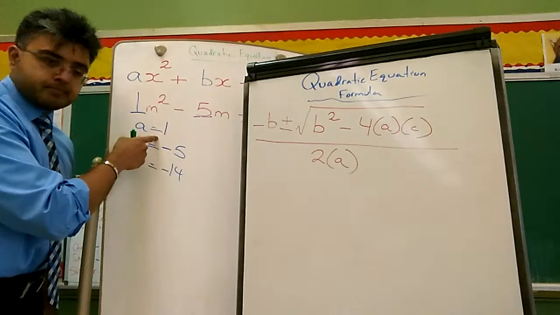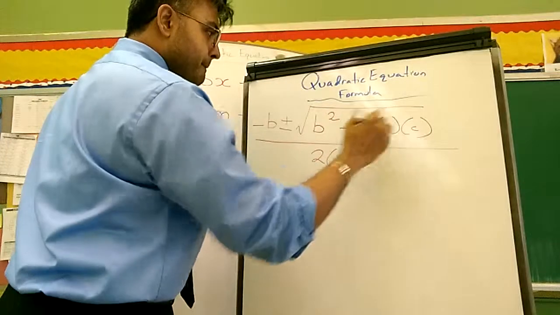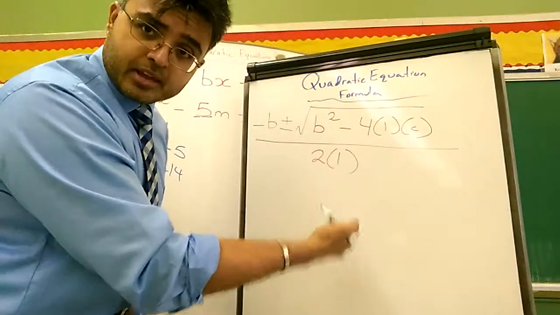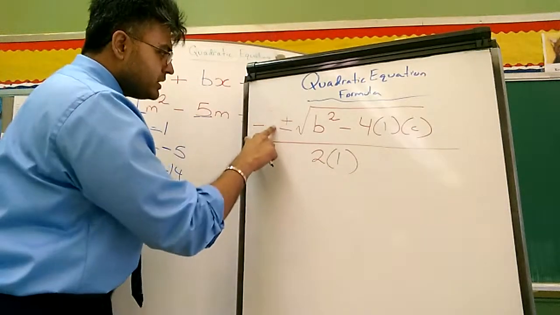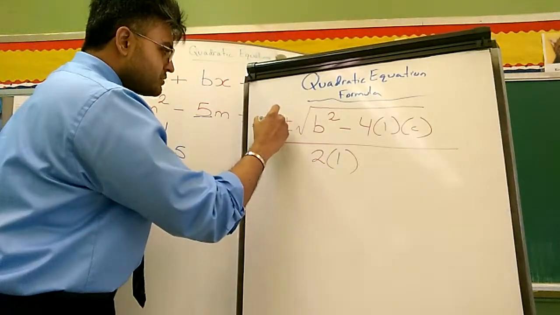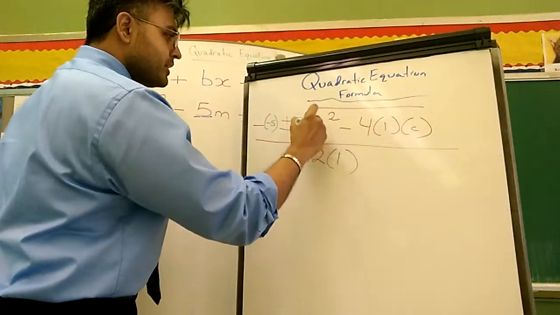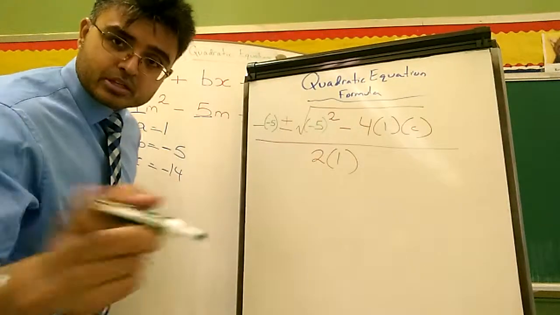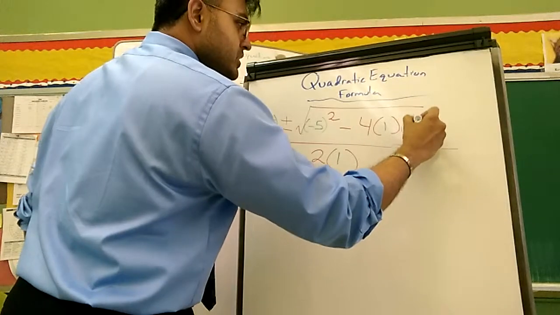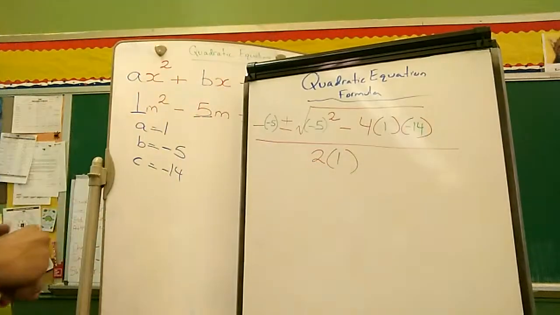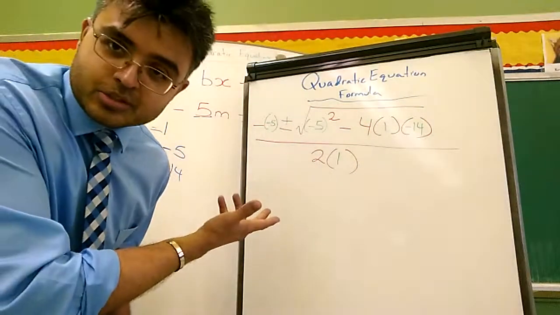A equals 1. So I'm going to find my A here, and I'm going to plug it in. Next thing, B equals minus 5. So this is my B here. I'm going to turn this into a minus 5. And this one also, I'm going to make it a minus 5. Next thing, what else do we have? C, right? C is minus 14. There we go. I plugged in all the numbers. And now all I need to do is solve.